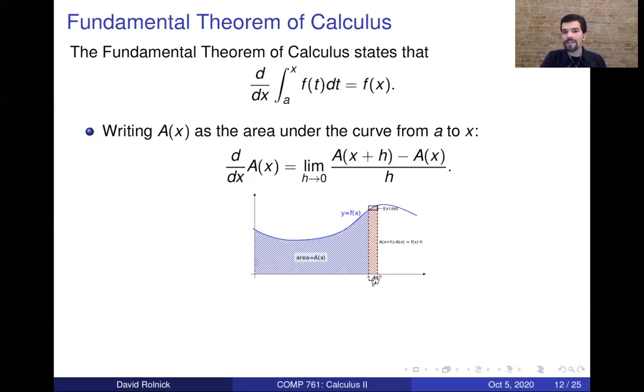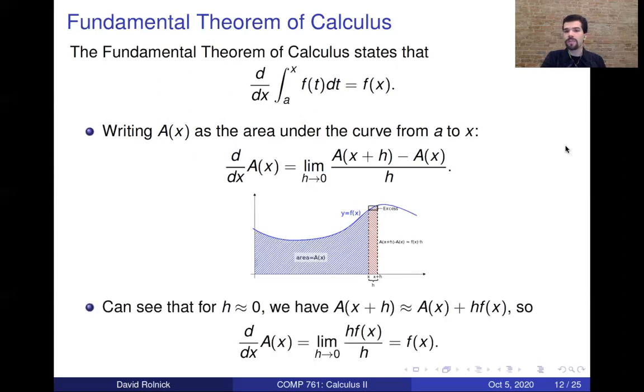Well, the excess is going to be just this box. And there's going to be relatively little that isn't contained in this rectangle if h is really small. So the difference is basically the height of the box, which is f of x, times the width of the box, which is h. So A of x plus h is basically A of x plus h times f of x.